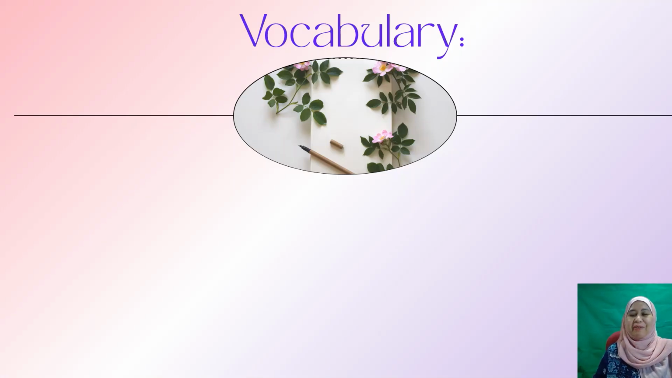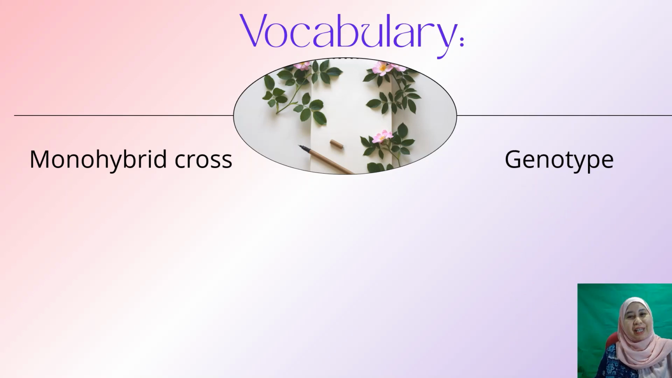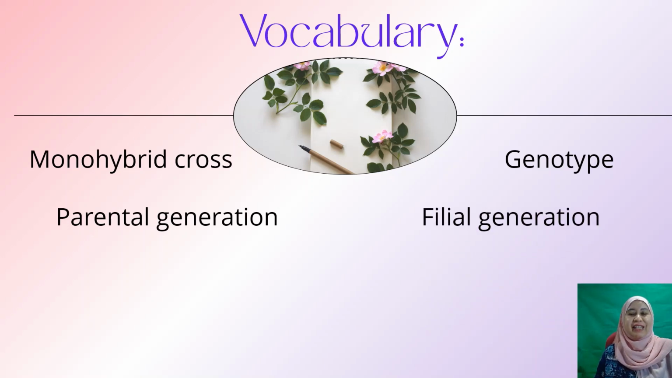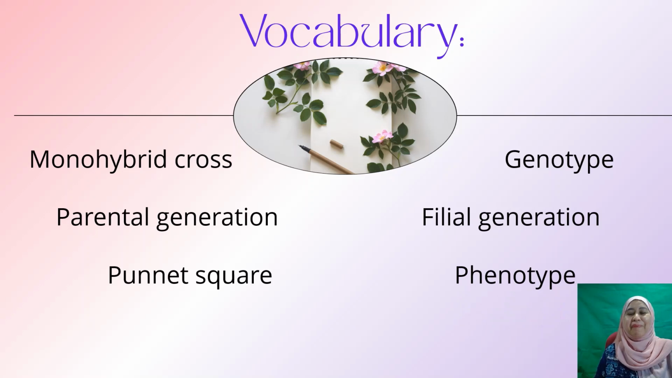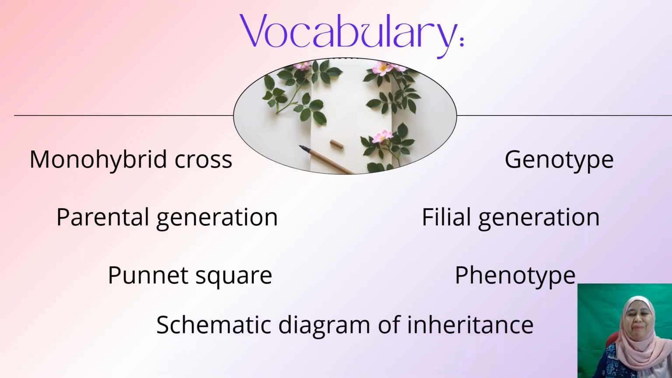The vocabulary for today's lesson that you should know. The first one is monohybrid cross. Second is genotype. Third is parental generation. Next is filial generation. Next is Punnett Square. Next is phenotype. And the last one is schematic diagram of inheritance.